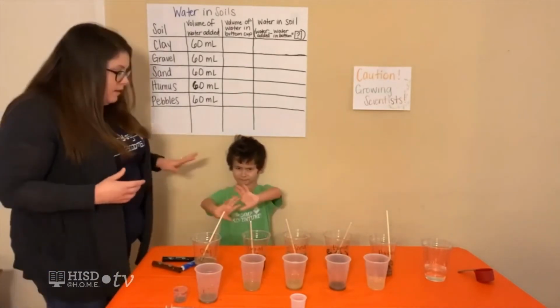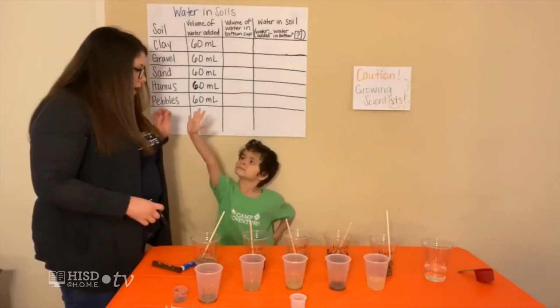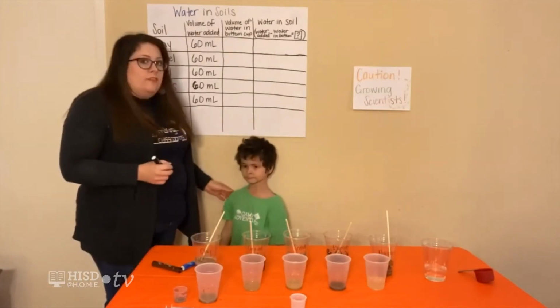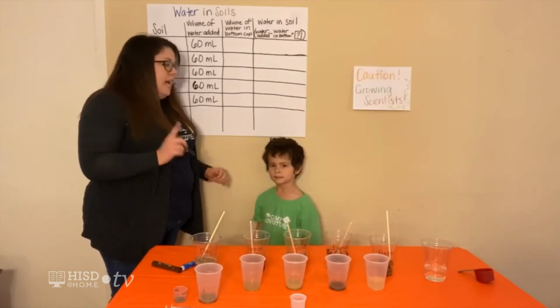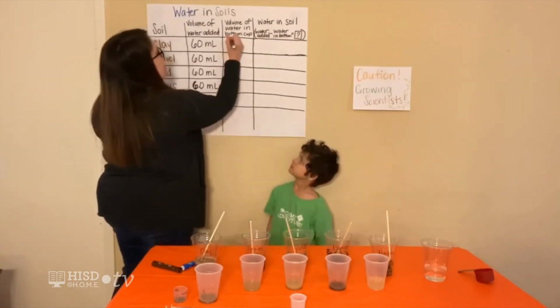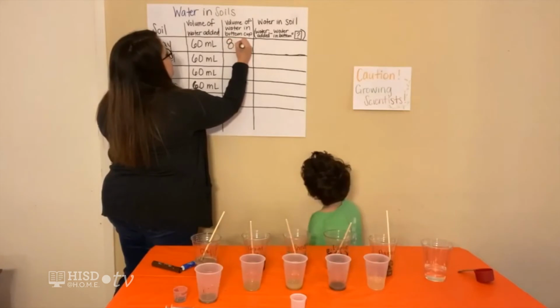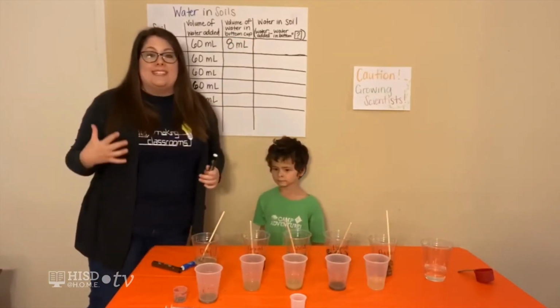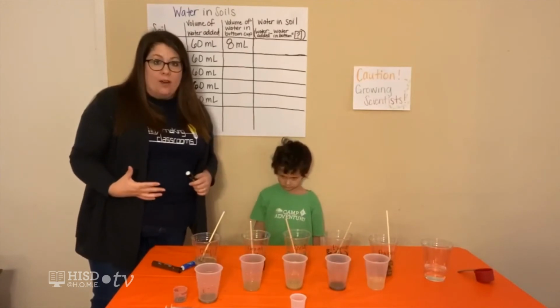So Maxwell, what was that number you were holding on to? 5, right? And I just added 3 to it. So Maxwell, what's 5 plus 3? 8. 8, very good. So I'm going to write here 8 milliliters. And I got that because when I measured, there were 8 milliliters of water in that cup.